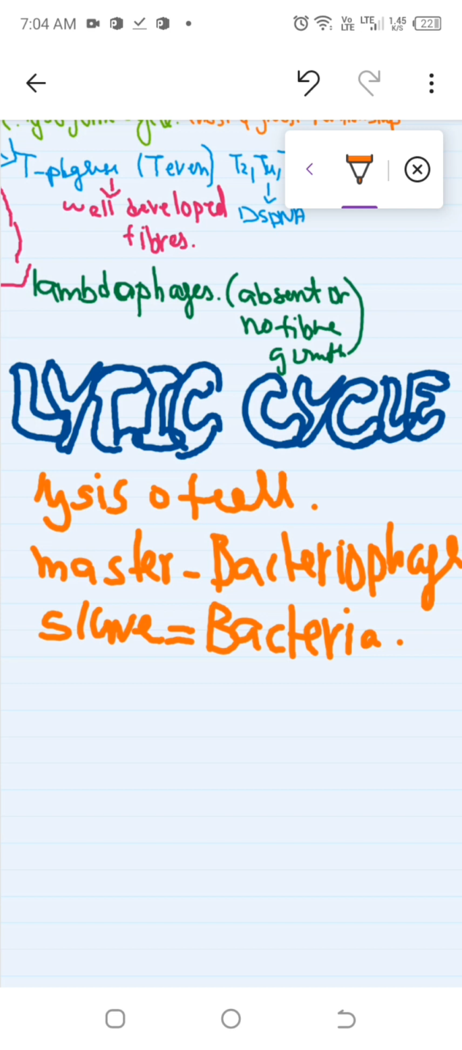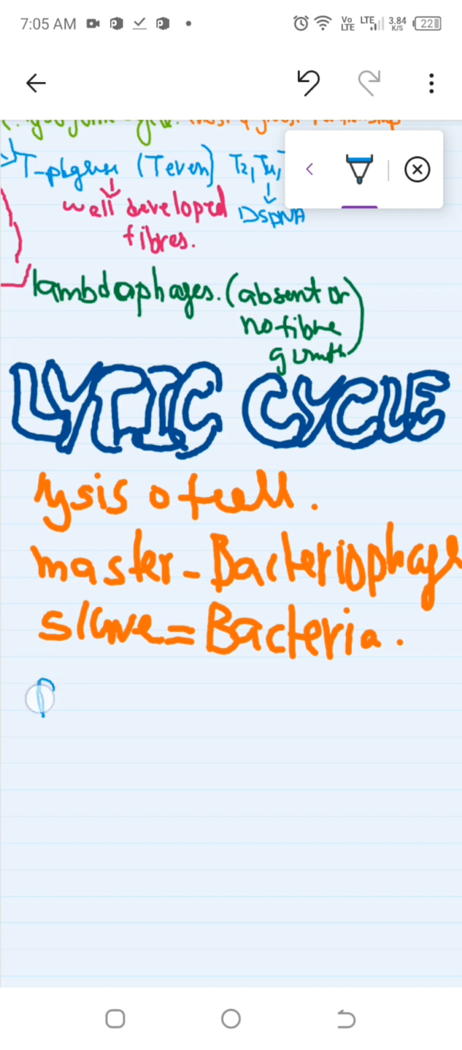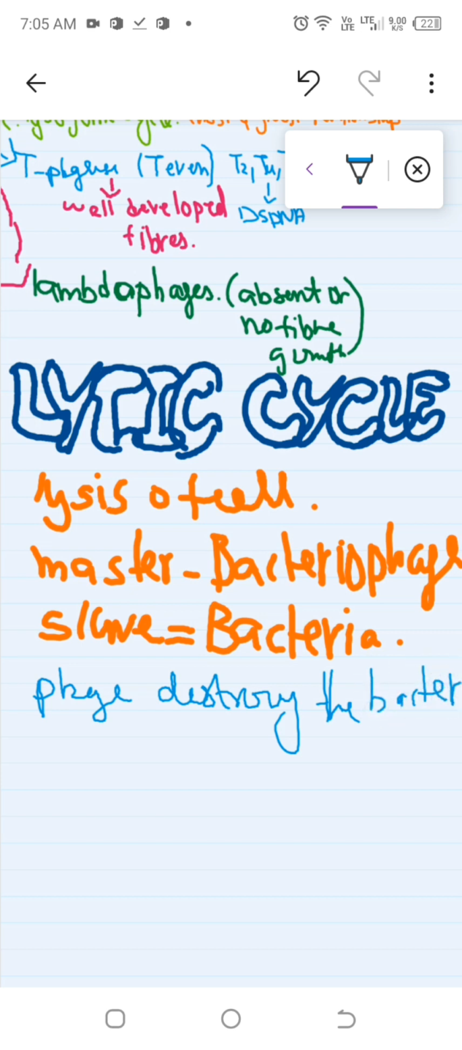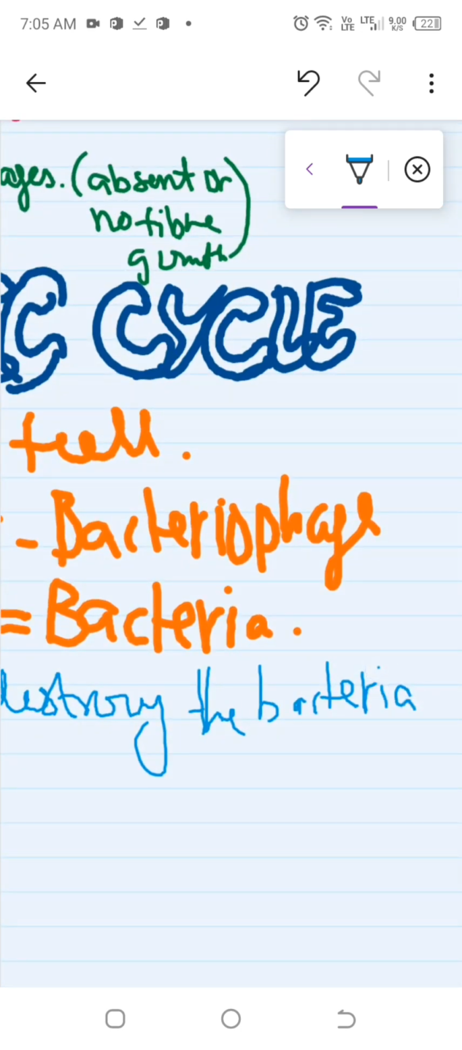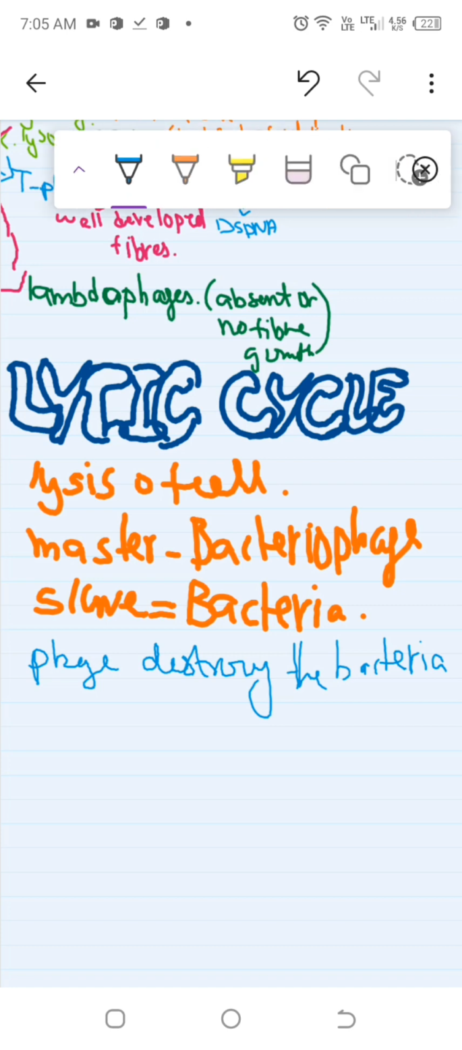The bacteriophage will destroy the bacteria, and that phase is known as the virulent or lytic phase. The phage destroys the bacteria and synthesizes its own proteins.